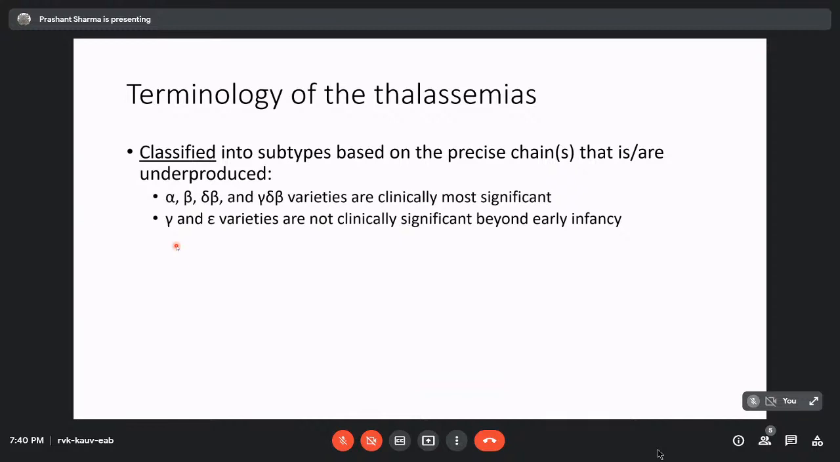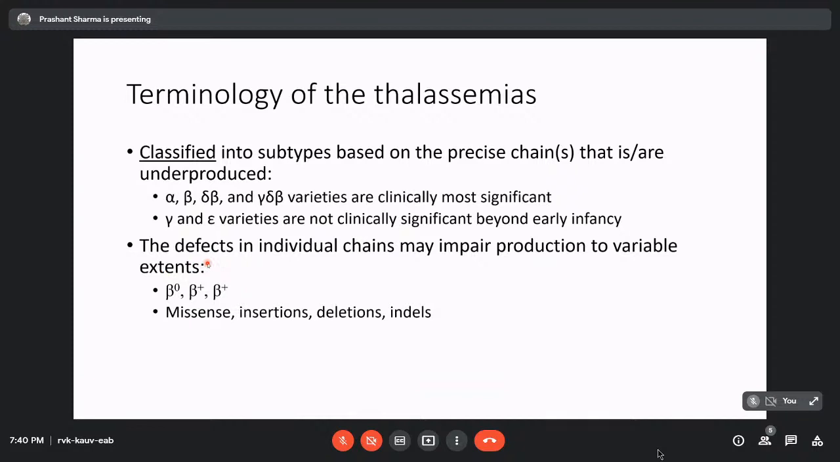The other way to classify thalassemias is according to the extent of the defect in the individual genes. So this is well known. We can have beta naught or beta plus, or beta plus plus, a situation where you have either no production of any globin, some production of a normal globin, and in a beta plus plus state, a reasonably large amount of beta globin, although it is still less than what should have been normal.